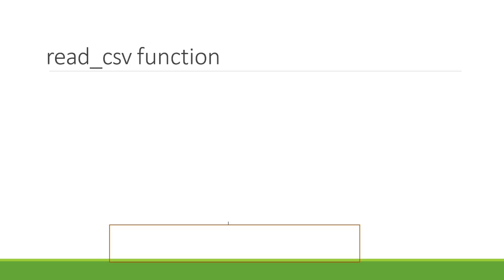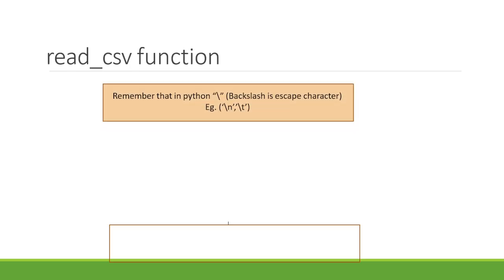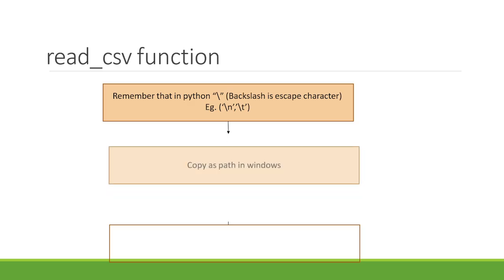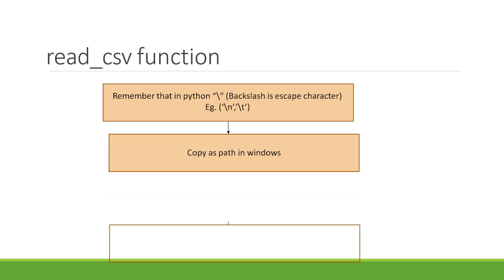Reading CSV file, already we have covered this topic, how to read a CSV file. First you have to copy the path. After that, second step, you have to replace all the backslashes with forward slash. Next step, here you have to provide the CSV file name, right? So we have covered this topic already.